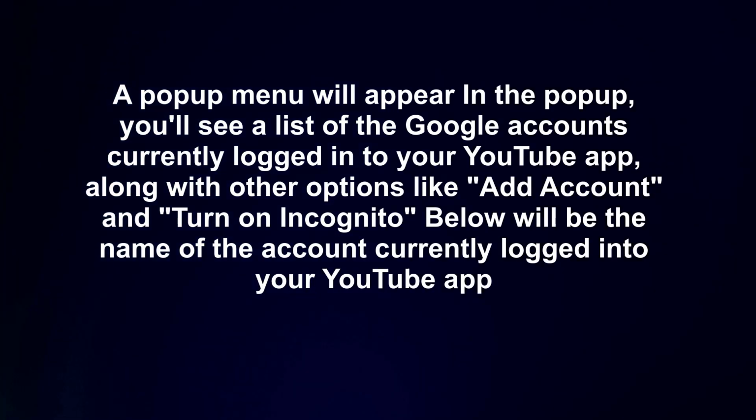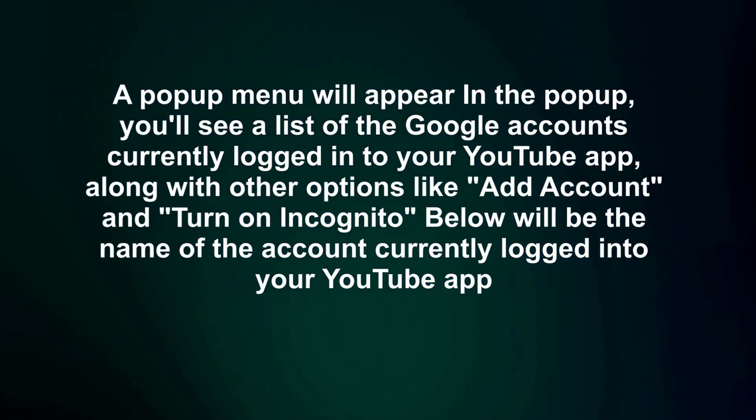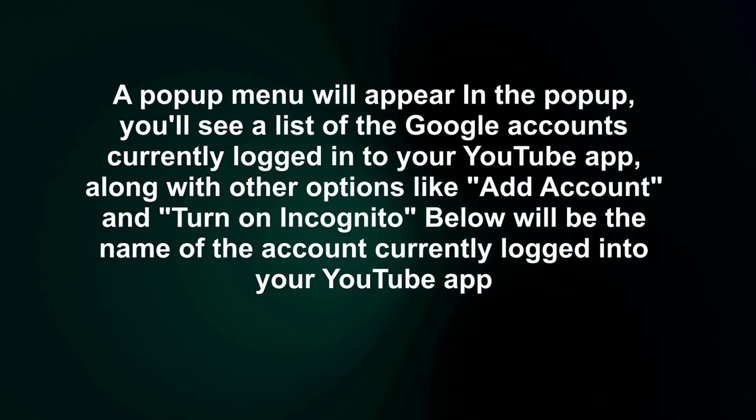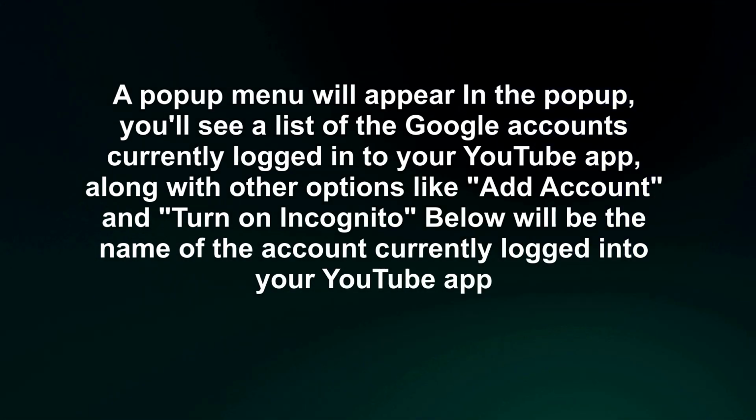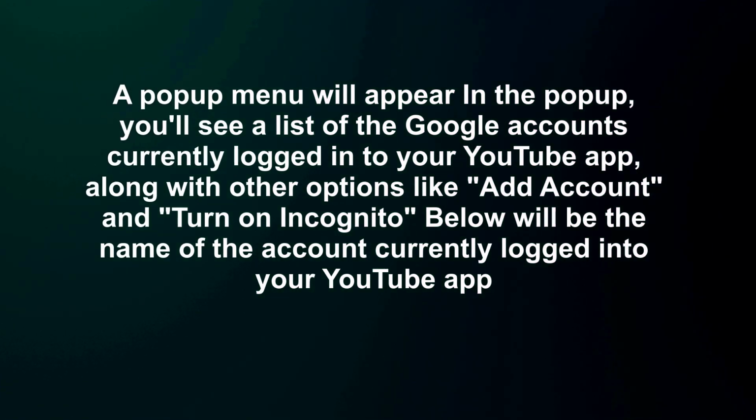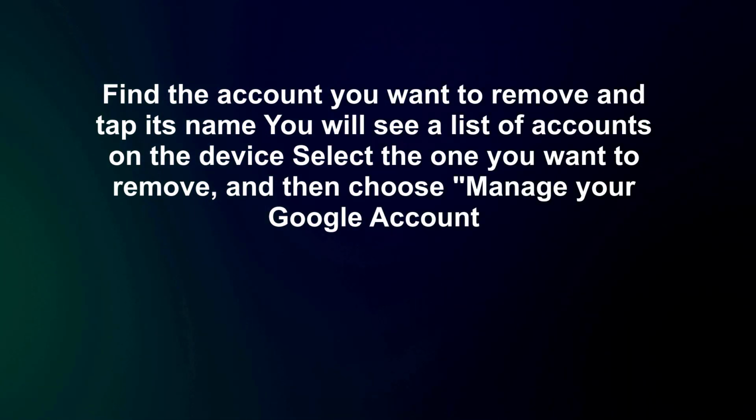In the pop-up, you'll see a list of the Google accounts currently logged into your YouTube app, along with other options like add account and turn on incognito. Below will be the name of the account currently logged into your YouTube app. Find the account you want to remove and tap its name.